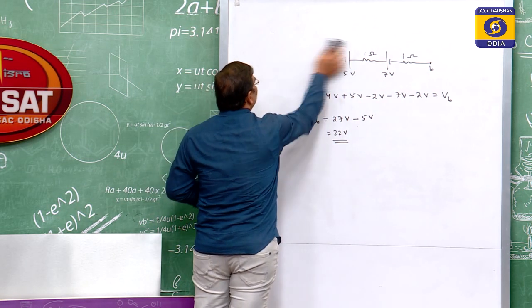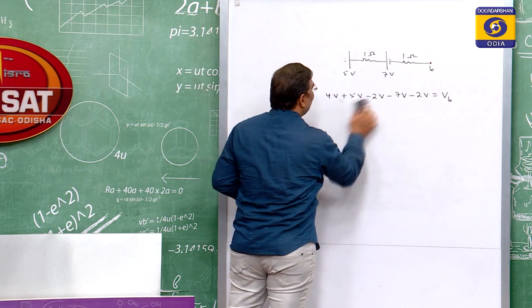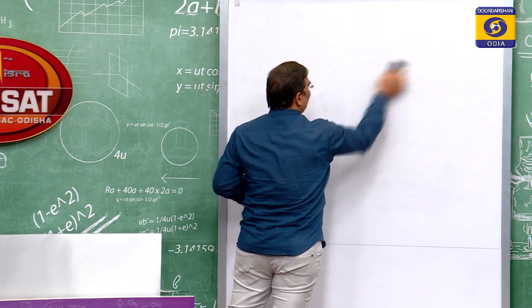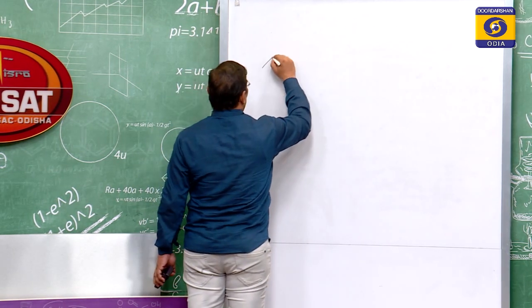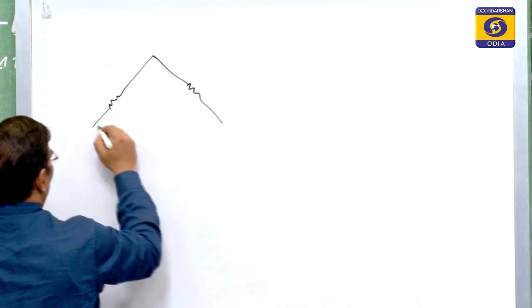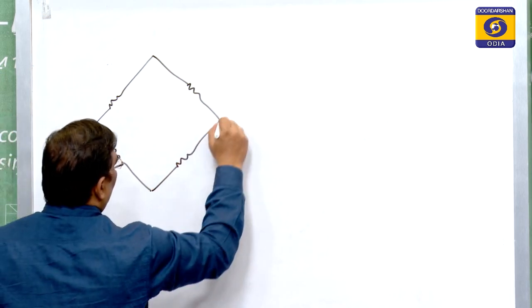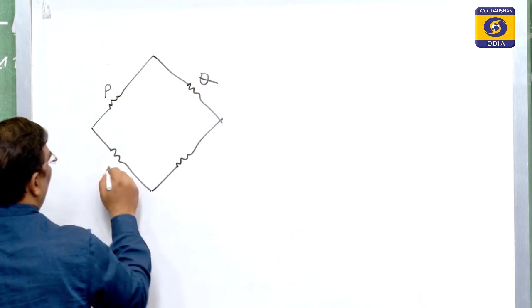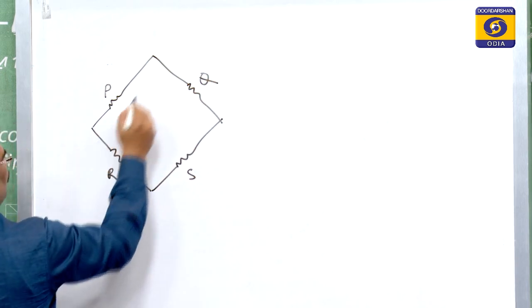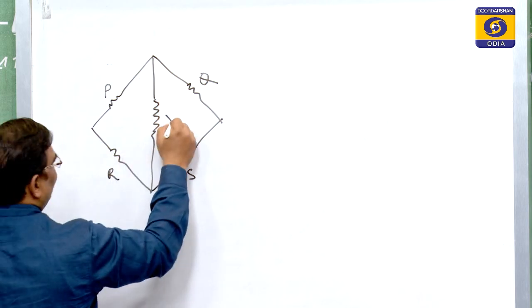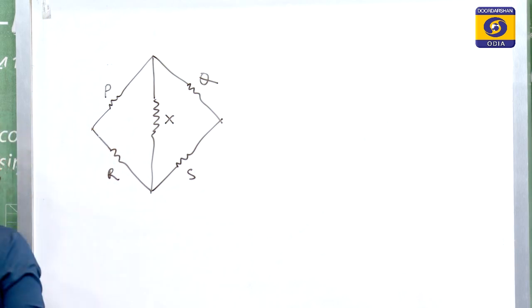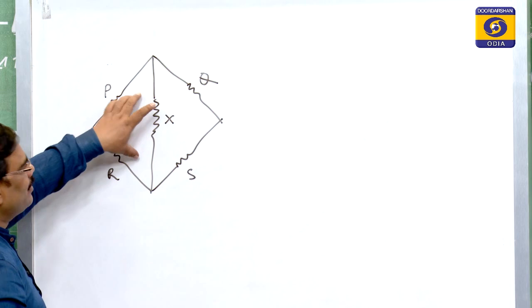A Wheatstone's bridge is a network of resistors. There are 5 resistors connected in such a way that they form a bridge. Suppose the resistances are P, Q, R and S, and there is another resistance X. So, this is a Wheatstone's bridge. Okay. Now, let us calculate the balanced condition. Let us find the balanced condition of this bridge.